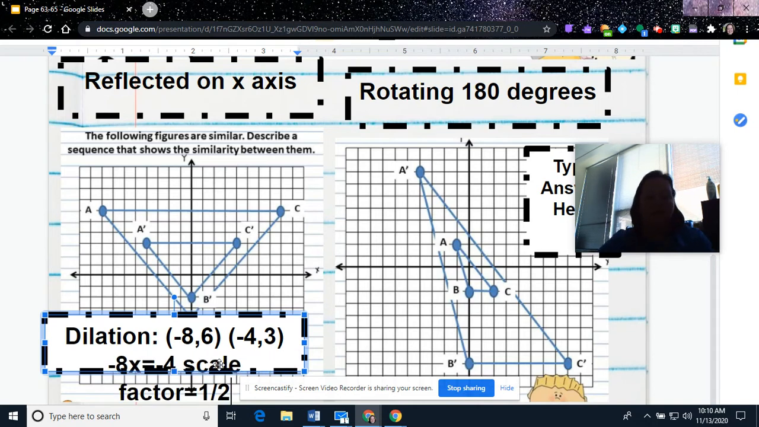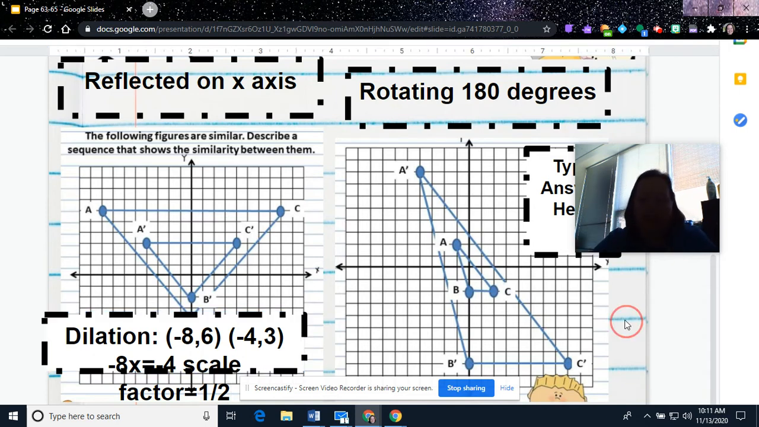is 1/2. Now remember, if it starts bigger and gets smaller, you know your scale factor has to be less than 1. So maybe you accidentally flipped these. You would have got a scale factor of 2, but since it started big and got small, you would want to do the opposite and say the reciprocal. So 2, flip it, would be 1/2.